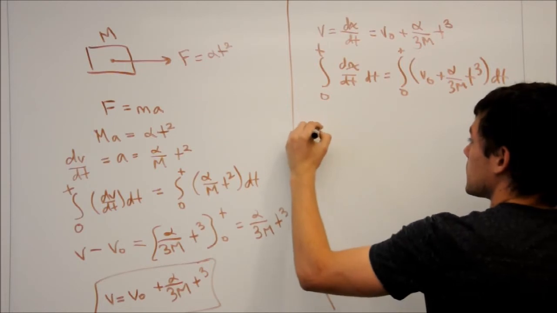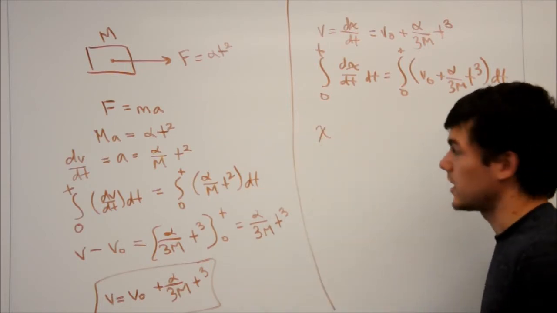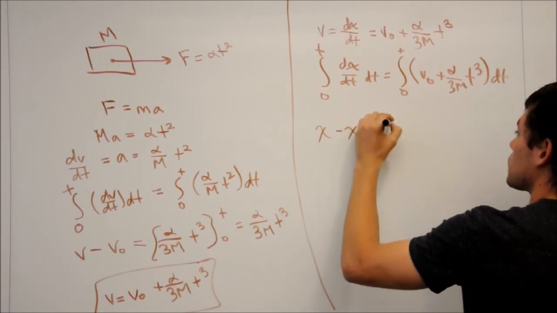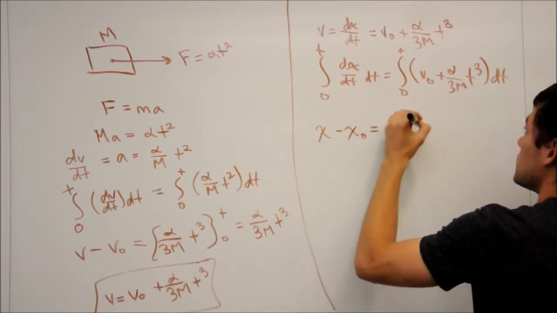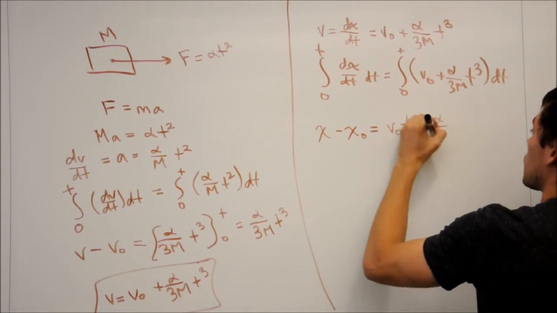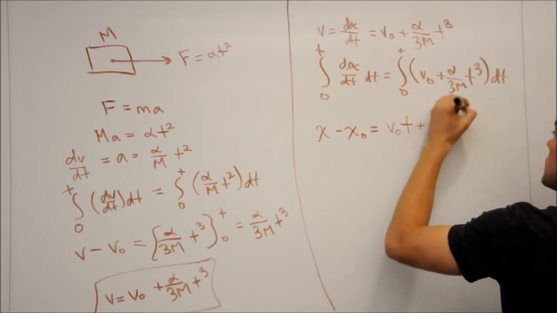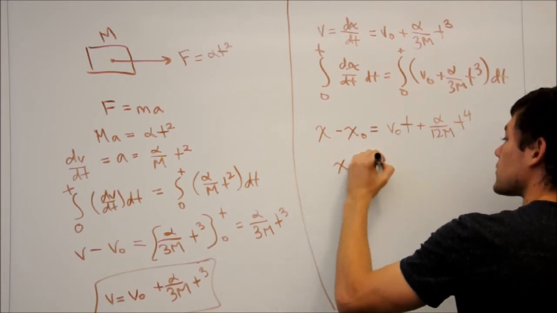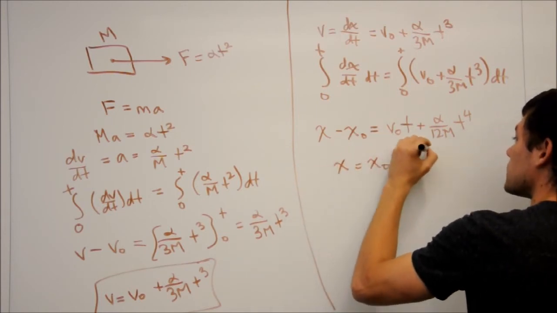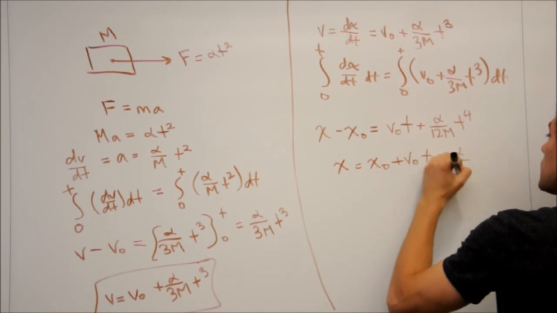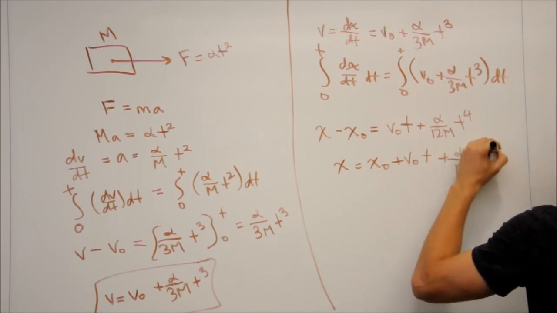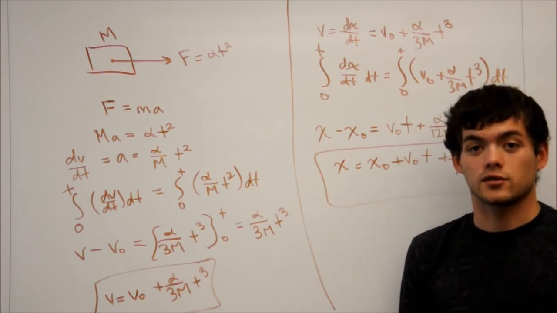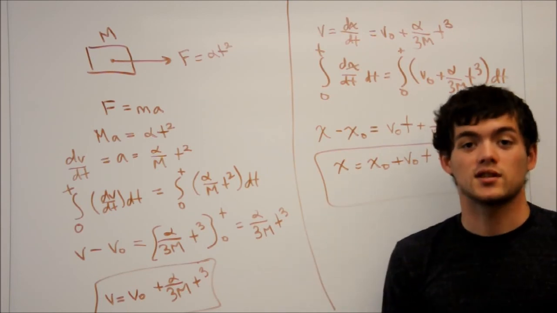So what we're going to get here is the position at any time t minus x naught, the initial position, equals v naught times t plus alpha over 12m times t to the fourth. Now pulling this over, we get x equals x naught plus v naught times t plus alpha over 12m times t to the fourth. And this is our answer for part B, for what the position is at any time t.